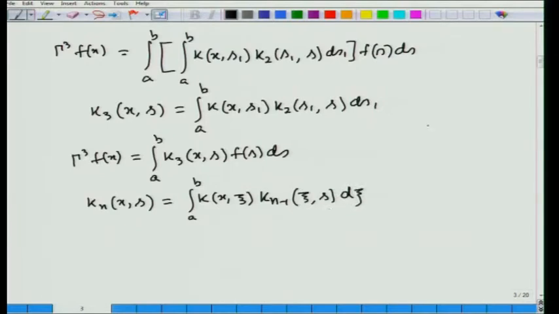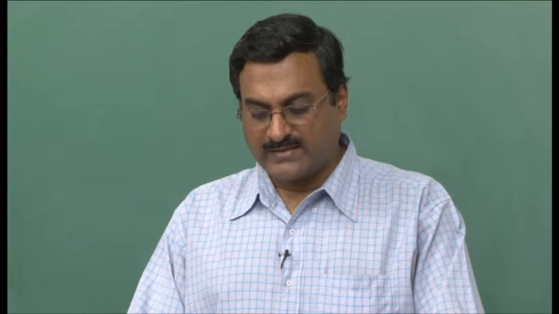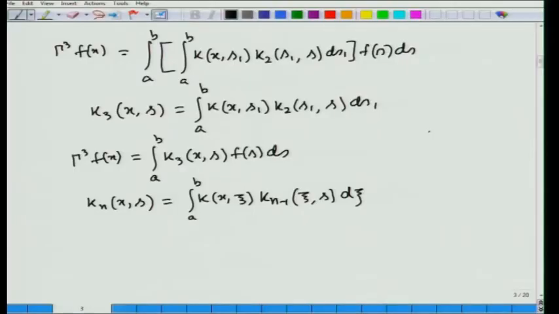In all this definition for k2(x,s), k3(x,s), here the dummy variable s1 can be replaced by xi. So, that means in general kn(x,s) equals the integral from a to b of k(x,xi) k(n-1)(xi,s) d xi, and this particular result holds for n equal to 2, 3 and so on, where k1(x,s) is exactly equal to k(x,s).